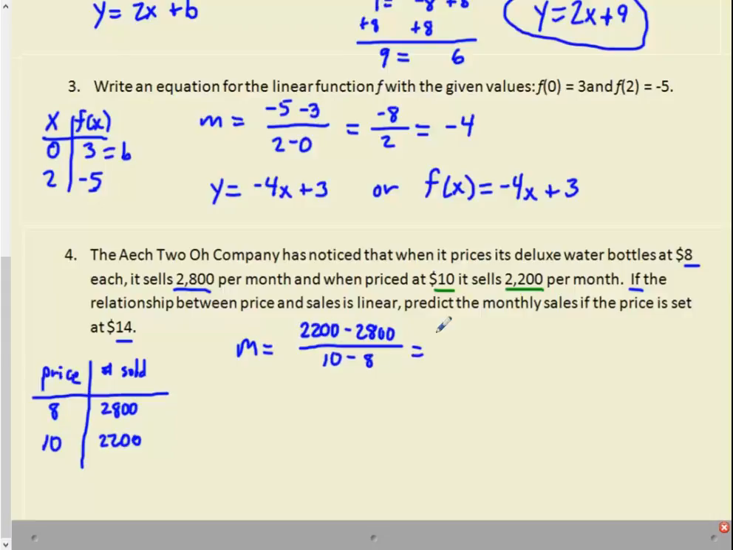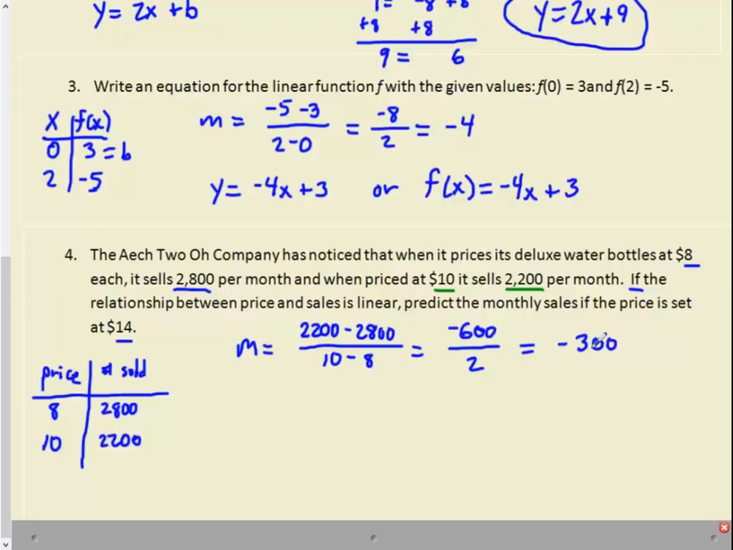Okay, so sales went down by 600 when the price went up by $2. And -600 divided by 2 would give us a rate of change of -300. What that tells us is, again, if the relationship between price and sales is linear, for every dollar the price goes up, sales will go down 300. Now you have a couple of options here.